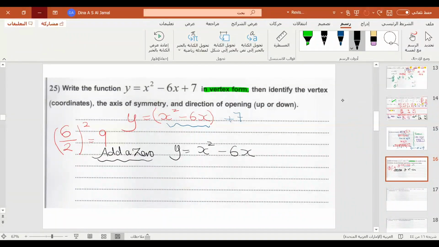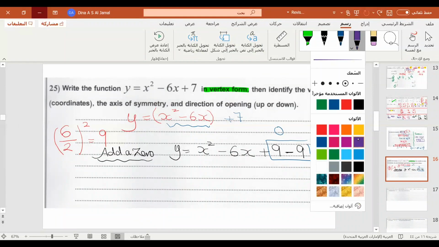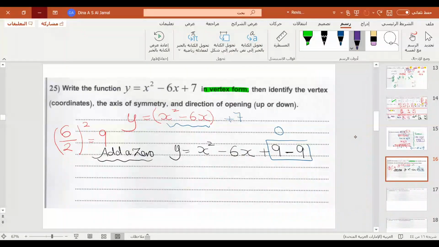And I will focus on the first part. One time I will add 9, another time I will subtract the 9. With this, it's like I added a 0, which will not affect anything in my equation. Then I will put plus 7 as it is, as if I didn't change anything.